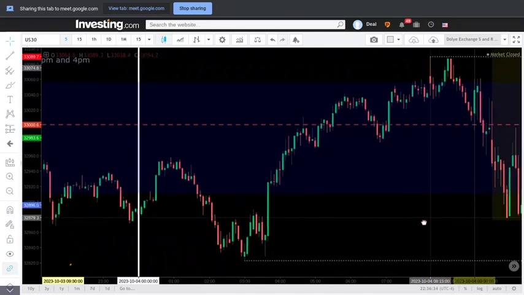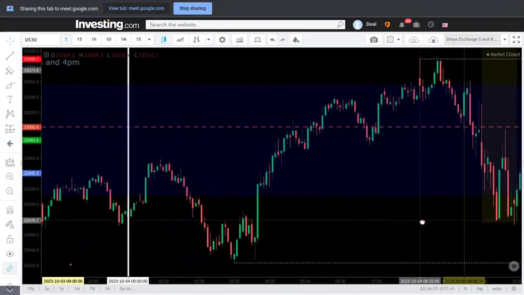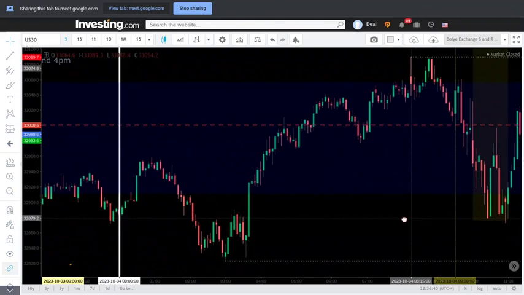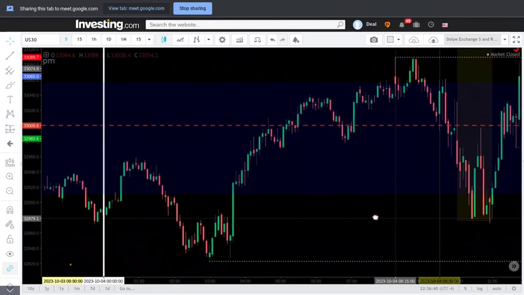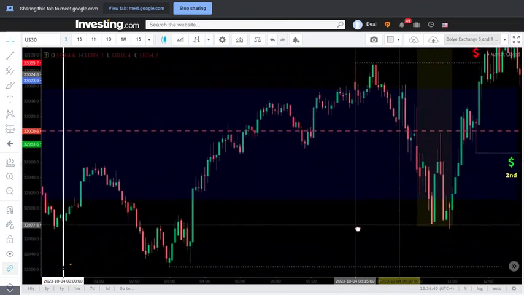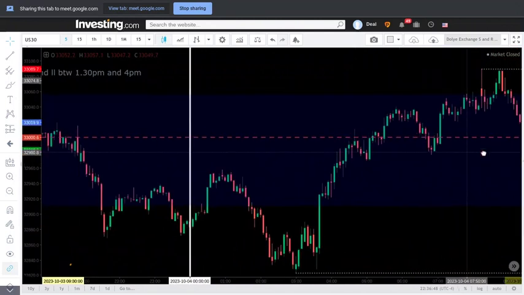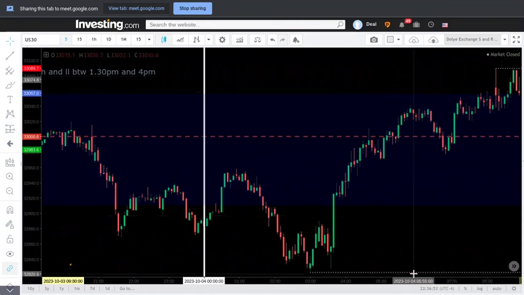So, I mean, it's kind of confusing slightly, but I'll keep going to the left. Hold on, let me show you something else. Okay, so basically, like I said, this is the highest high and this is the lowest low before 930.